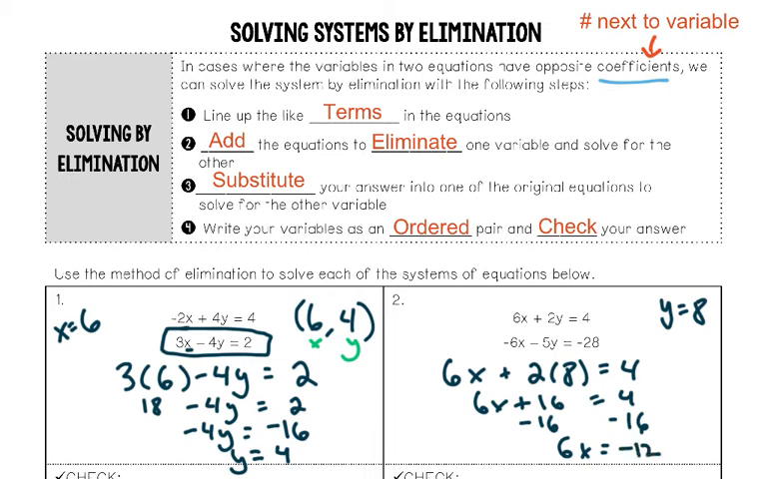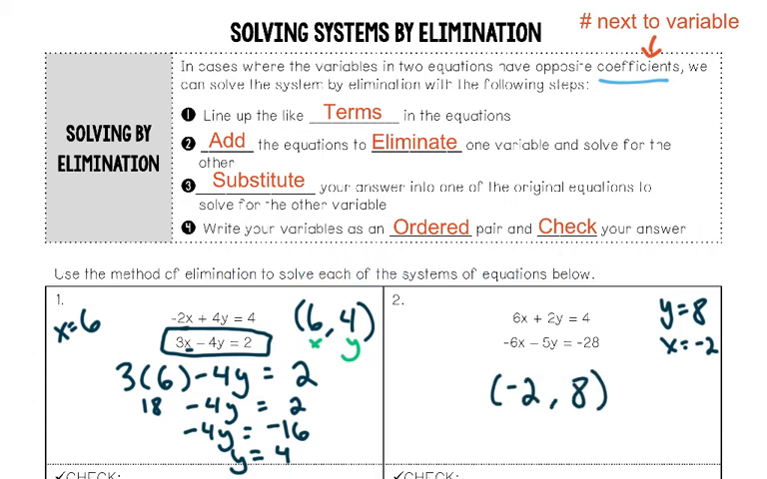And then I'm thinking, what number times 6 gives me negative 12? Since it's x times 6, I can divide by 6 and do that to both sides. When I do that, I get that x equals negative 2. So then my last step is to write my variables as ordered pairs and then check my answer. The final solution to this system of equations is negative 2, 8.